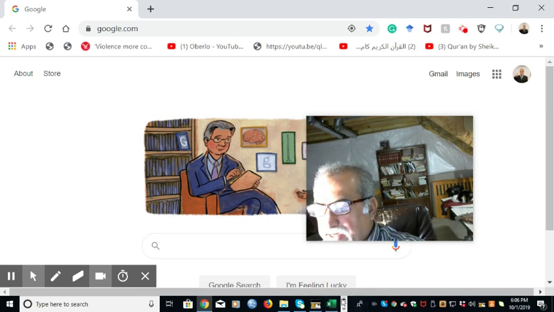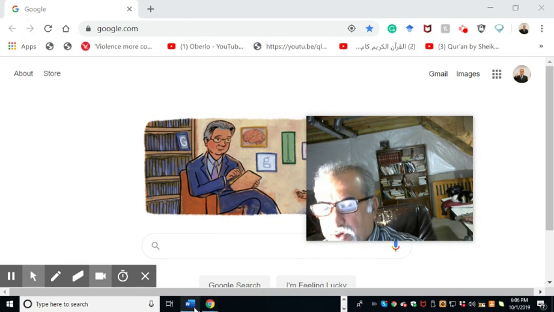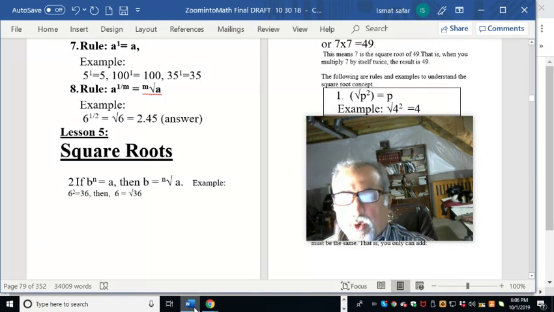Hello, boys and girls. Again, I am here to show you more rules of square roots. Last time we had the square root of a number squared, like the square root of 4 squared equals 4, the square root of 100 squared equals 100, and so on.